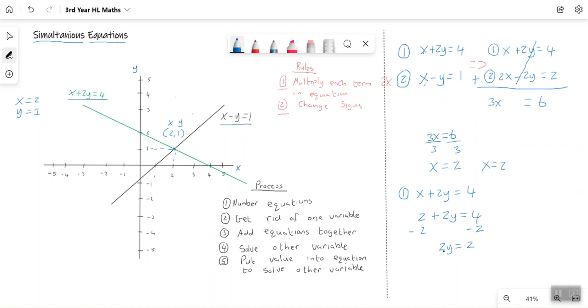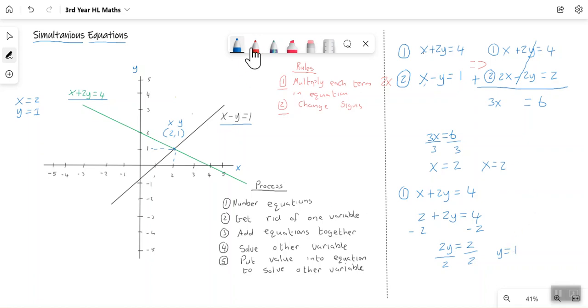And then the final step, then we want to get rid of this 2 in front of the y because we want to get y on its own. It's 2 multiplied by the value of y. So what we can do then is we can divide both sides by 2. We do the opposite of multiplication and we divide. And that will leave us with y is equal to 1.